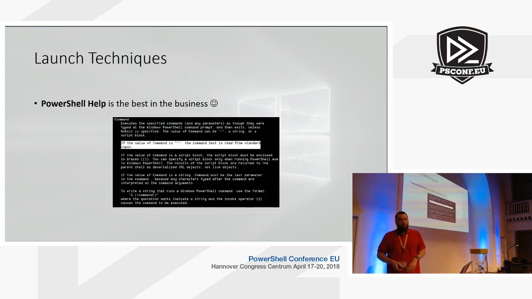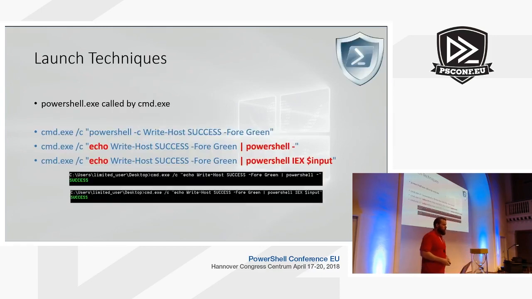However, PowerShell's help is kind of the best in the business. It conveniently says that if you end your command with a dash on the command line, it will run whatever you pass in as standard input. That's really cool for a couple of reasons. If I'm an attacker, I can just echo my PowerShell command into powershell dash, or into powershell IEX input, and it will run the code just fine.